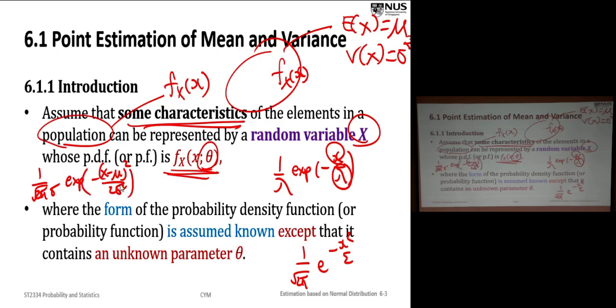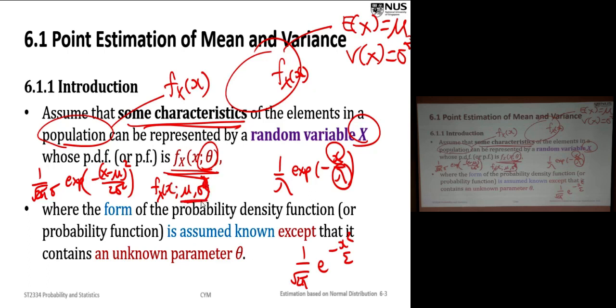So it's a function of three arguments: x, which is the value of the random variable, mu, and sigma. Mu, in fact, is the mean. Sigma squared is the variance. All right, so for a normal distribution, f of x is the PDF, with x, mu, and sigma squared.